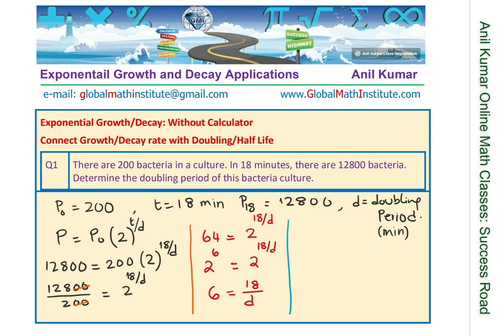Now let me write down the final solution. Cross multiplying, D is 18 divided by 6, and D is equal to 3. So that means 3 minutes. In this particular case, we say that the doubling period is 3 minutes.